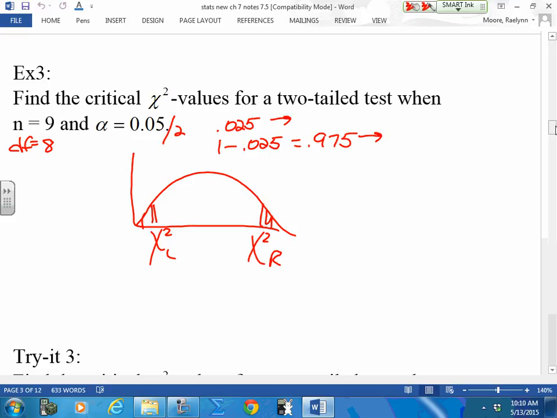So what's the left one? And the right one? What is it, Oliver? 17.535. Okay, everybody can find that? We just did the same thing we did before, only now we use both numbers, right? The only thing we had to do was share the two tails. Try 3. Try the next one.